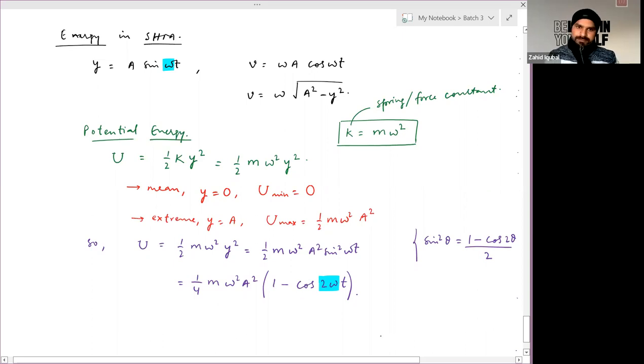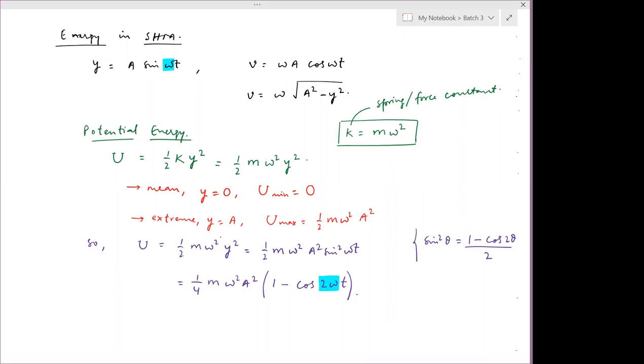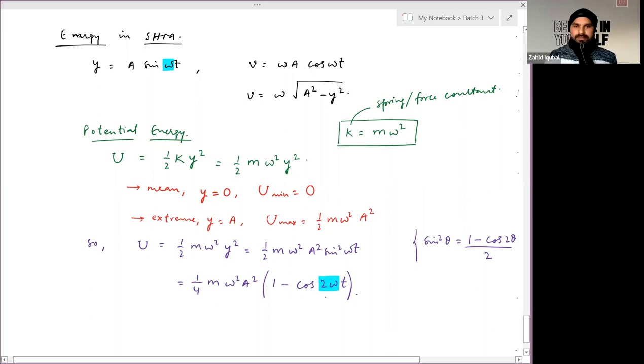Abhinav, is it clear? Yes, sir. Okay, just write it down to this part. I will summarize these relationships in the last part. Okay.